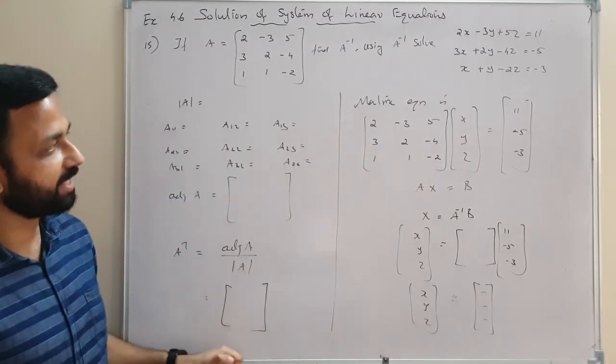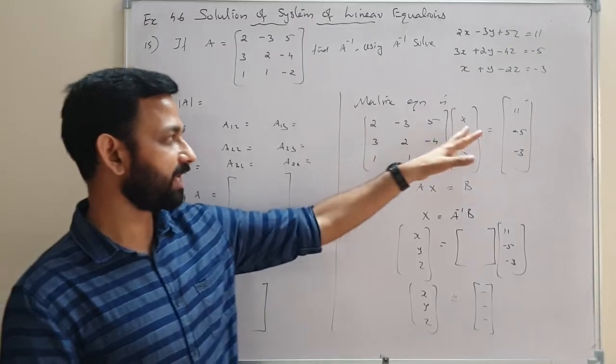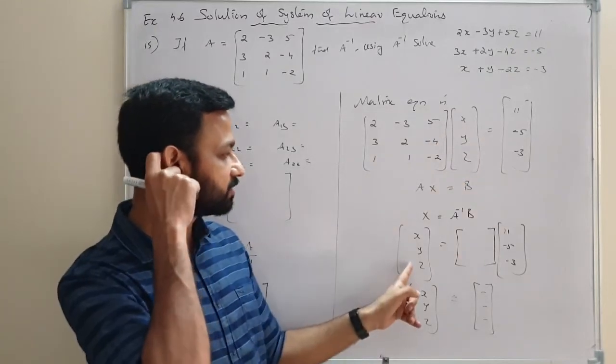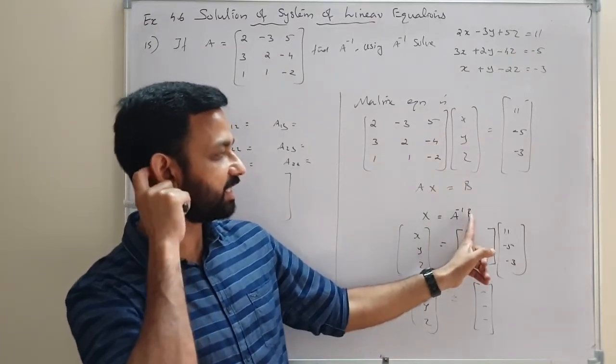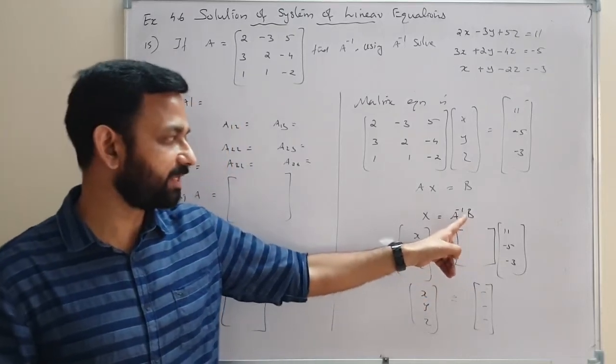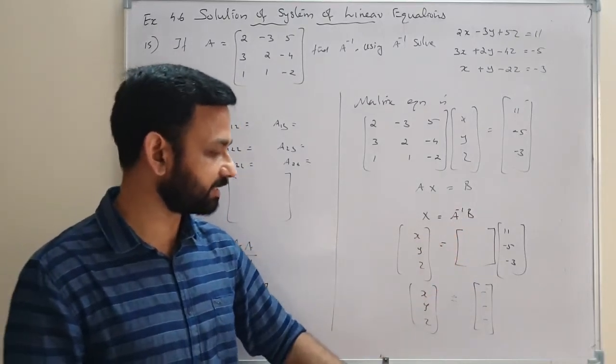We already calculated A inverse. The same A inverse we can use here for finding the values of x, y, z. We will write the equation x is equal to A inverse into B. Then we will replace everything.